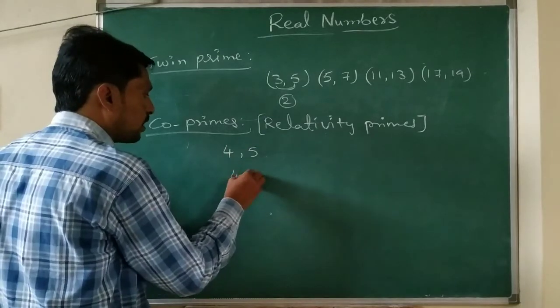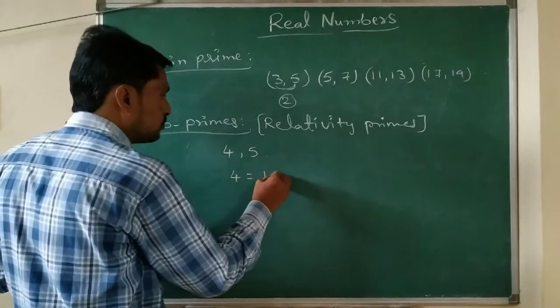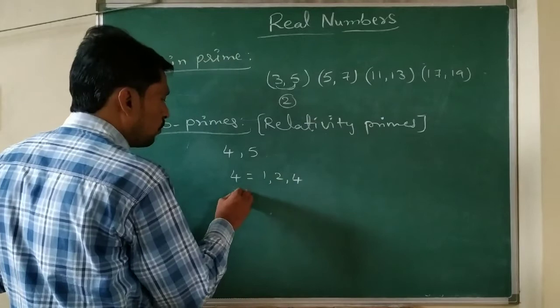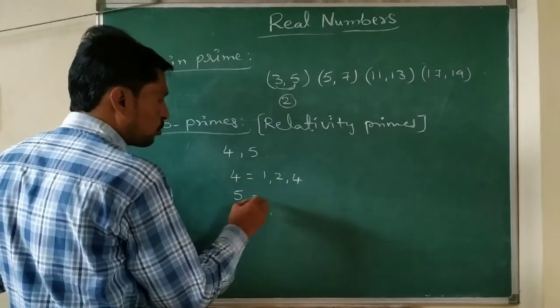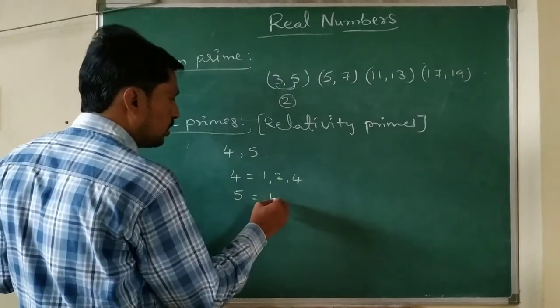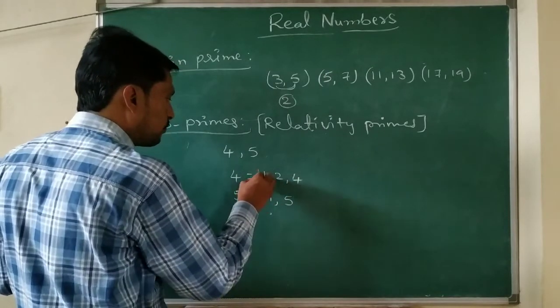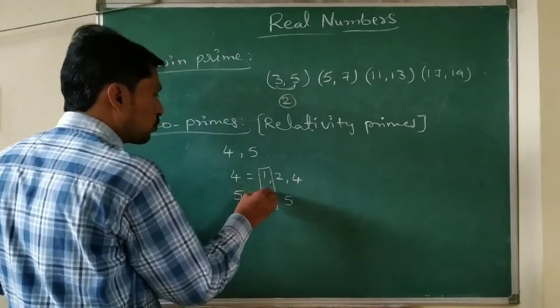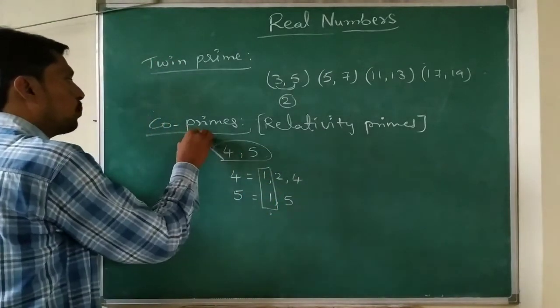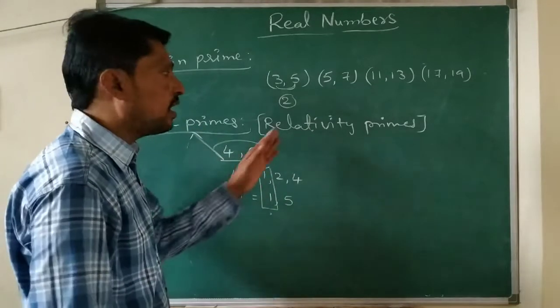What are the factors of 4? 1, 2, 4. And what are the factors of 5? 1, 5. So here the common factor is only 1. Numbers like these are called co-prime numbers or co-primes or relatively prime numbers.